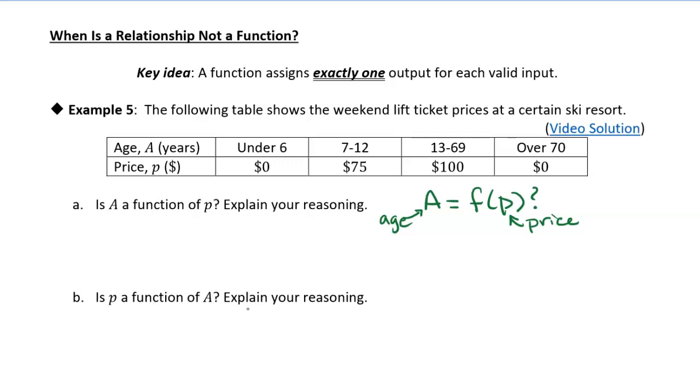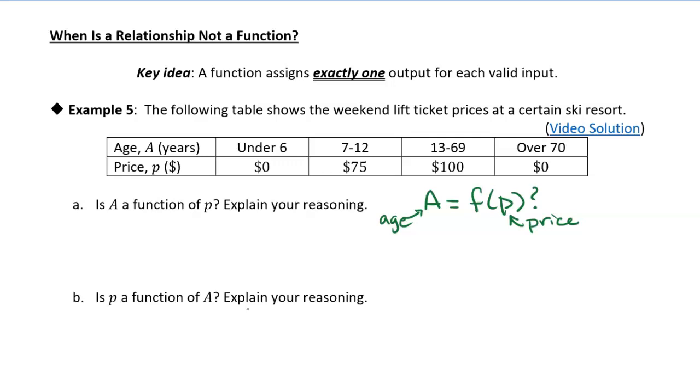If age is a function of price, then we ought to be able to give a price and determine one and only one age. All right. So you can see with this example that if I give you a price, if I say somebody paid $100 for their lift ticket, you tell me their age, well, I couldn't tell you, right? It's somewhere between 13 and 69 because all of those ages paid $100.